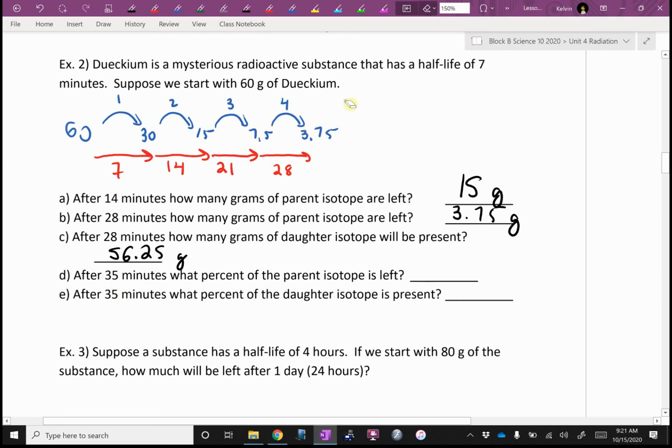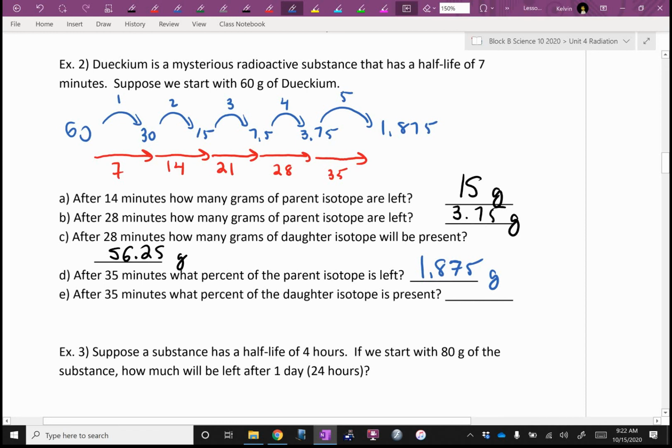Okay, how many minutes are we talking about now? I guess I need to extend this by 1, or maybe I can just do it on my calculator, because 35 minutes would be just 1 more half-life. So 3.75 divided by 2. What is 3.75 divided by 2? Raphael? 1.875. Is that right? Yep. So 1.875 grams.